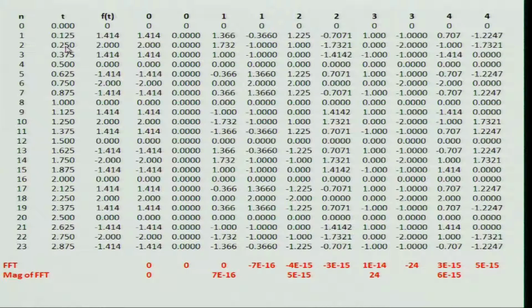The next value of time is 0.25 and so on and so forth. So, I come up to 2.875. So, I am sampling this for a period of 2.875 seconds, and because my sampling frequency is 8, I will get 24 points. This is important to understand.